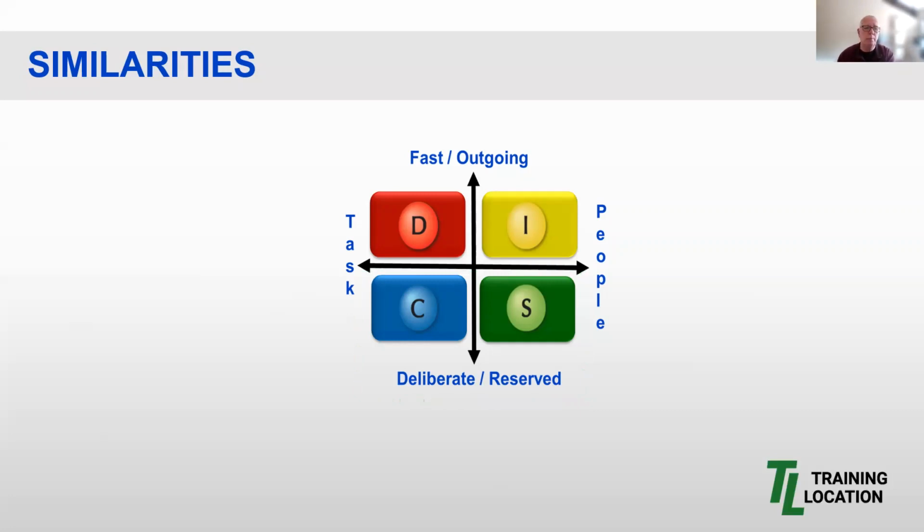Now let's focus only on priority. The D and the C share a task-oriented priority. The I and the S share a people-oriented or relationship-oriented priority. So let's focus on our S style for a moment with what we've just covered.